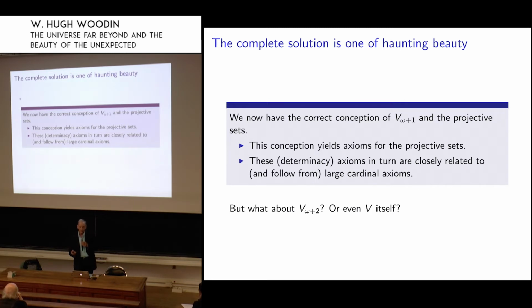So, much as V omega is number theory, V omega plus 1 is second order number theory. It's a study of the integers with all sets of integers, with plus and times. So what's happened is we now have the correct axioms for second order number theory. And they're not obvious, but they're incredibly powerful. Well, what about V omega plus 2? We've handled V omega plus 1. If we could get the correct conception of V omega plus 2, we would answer CH. That's where CH lives. But we don't want to stop there. What about V itself?